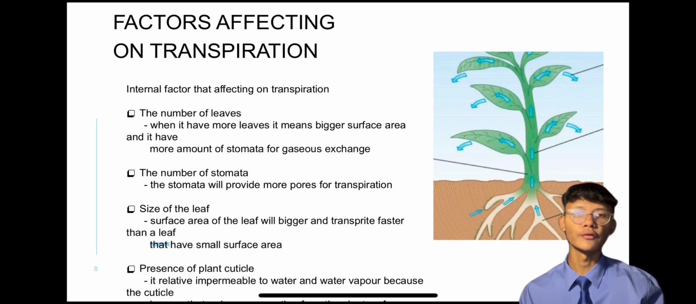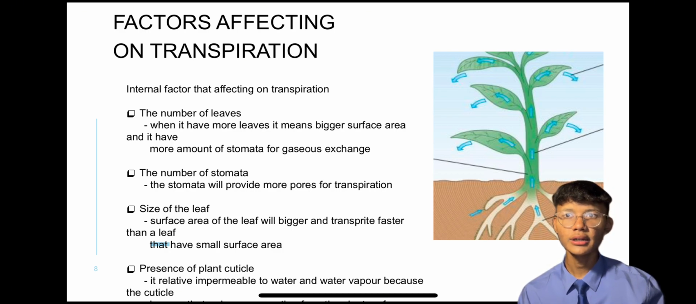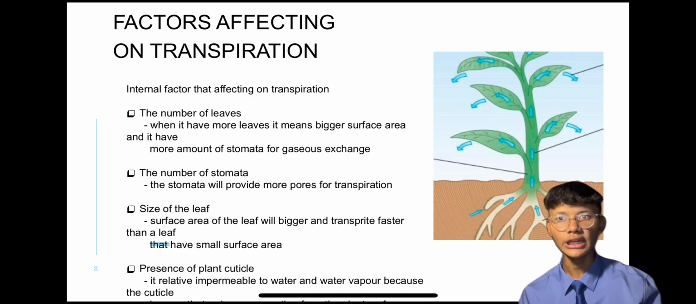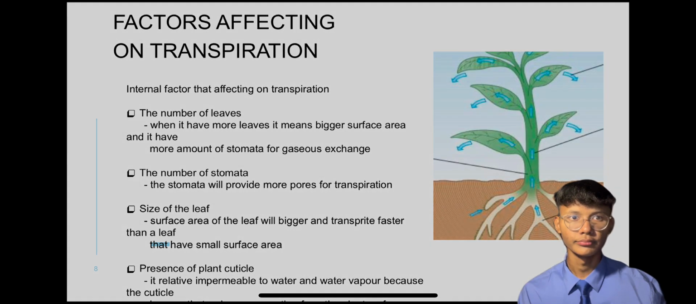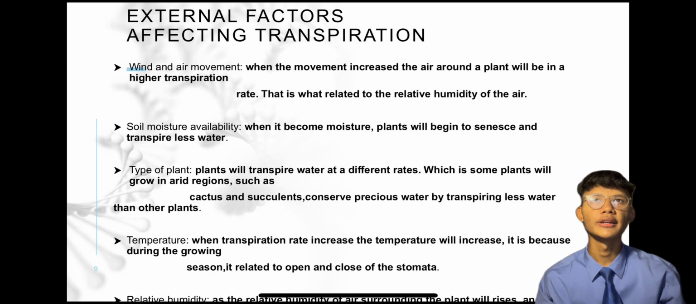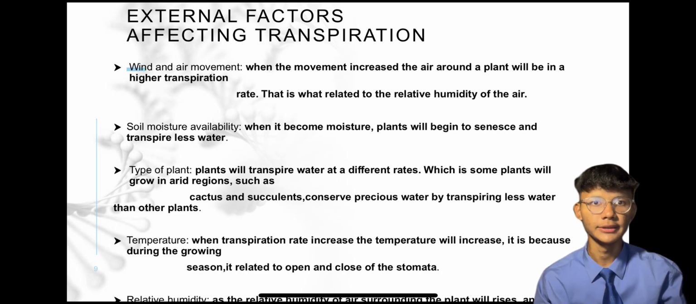Third is size of the leaf. A leaf with a bigger surface area will transpire faster than a leaf that has a small surface area. And next, presence of plant cuticle. It is relatively impermeable to water and water vapor because the cuticle is waxy and reduces evaporation from the plant surface except through the stomata. Okay, next I will explain about external factors affecting transpiration.